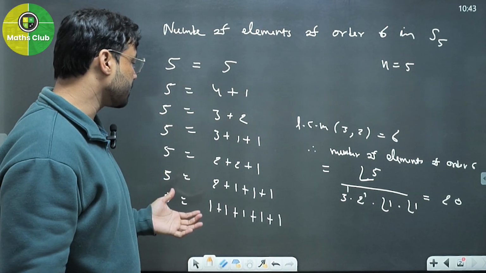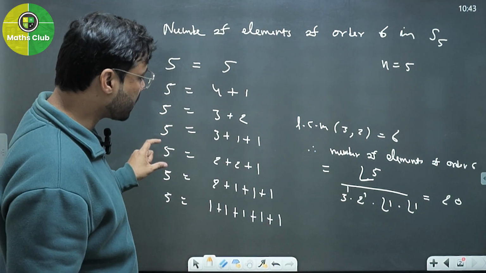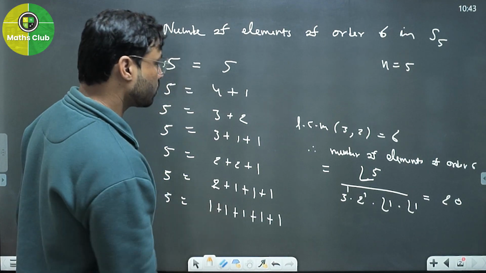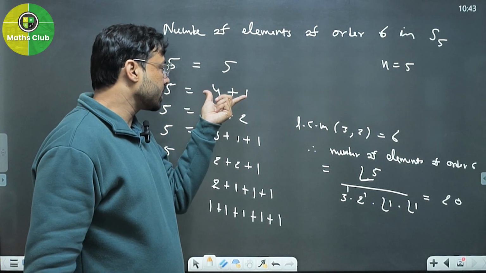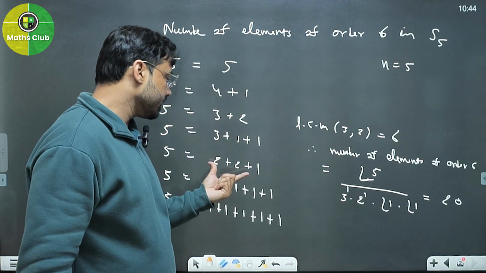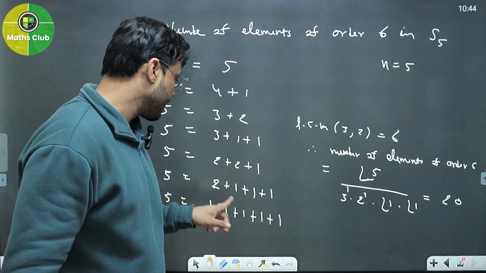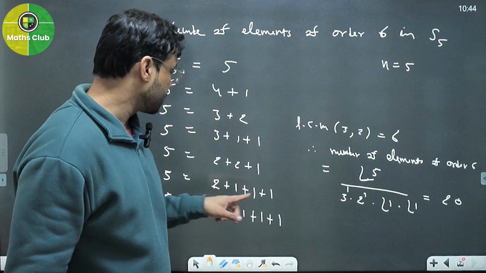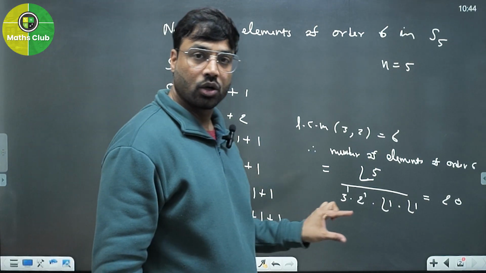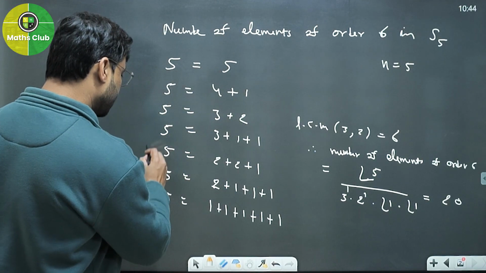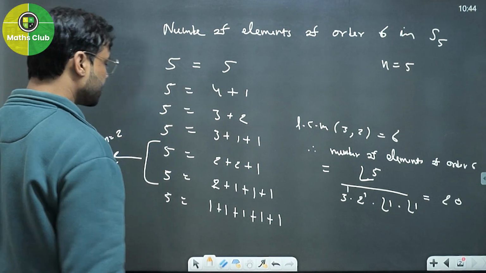Suppose you have to find the number of elements of order 2 in S5. Then just check the partitions where the LCM equals 2. We can see that the LCM here is 5, here only 4, here 6, here 3. In this case you get LCM 2, like the LCM of 2 1 equals 2, and the LCM of 2 1 1 1 equals 2. Therefore these two partitions we have to use to find the number of elements of order 2. In these two cases we are getting the LCM 2.